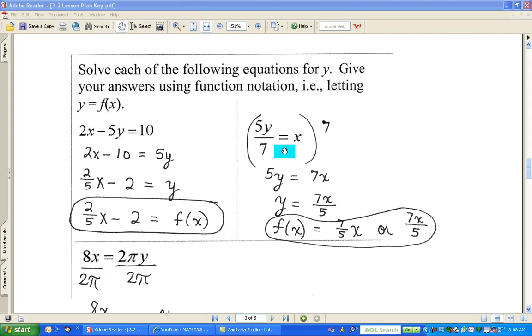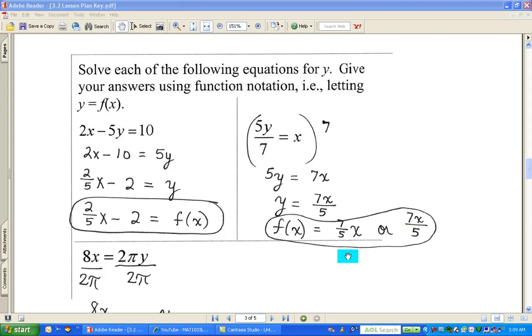Alright, next equation. 5y over 7 is equal to x. My first step in any equation that involves fractions is to clear the fractions, so I'm going to multiply both sides of the equation through by 7. This results in 5y is equal to 7x. Pretty easy way to solve for y. Divide both sides of the equation by 5. Y is equal to 7x divided by 5. Y is replaced with f of x. And please remember that 7x over 5 can also be written as 7/5 x.